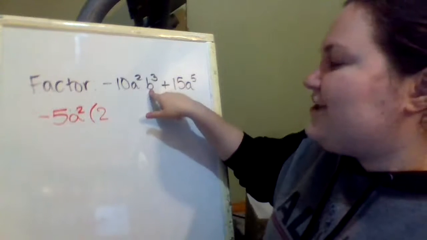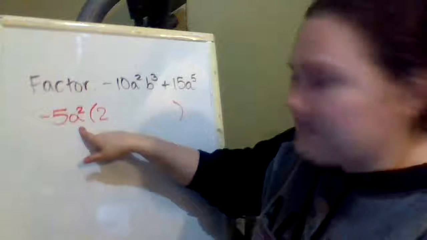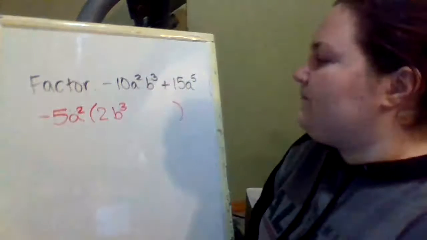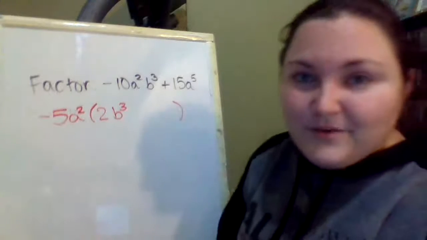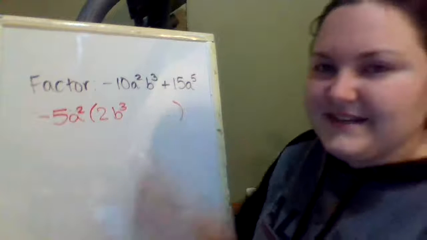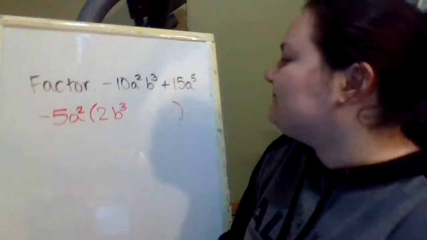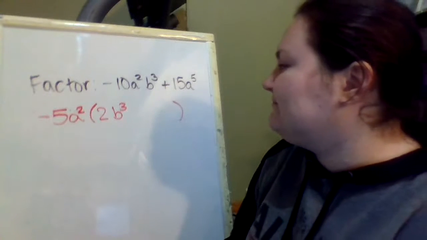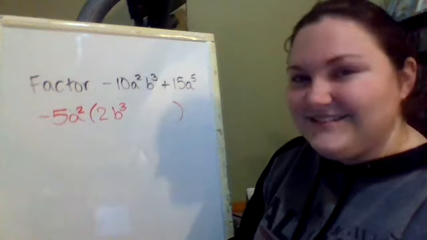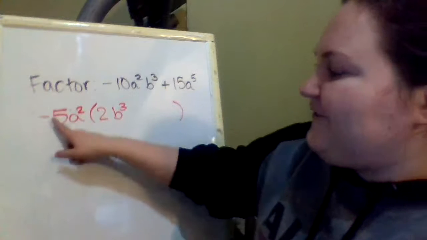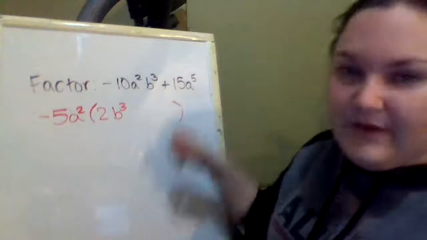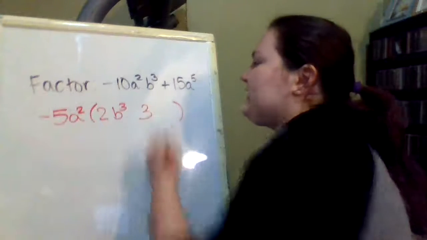And then to get b cubed, well, there's no b's in our greatest common factor, so I'm still going to need b cubed there. For the second term, if you want to pause real quick, try it on your own, see if you can come up with what goes here. You ready? Okay. The first thing, negative 5 times what would give us 15? Well, I know 5 times 3 gives me 15.